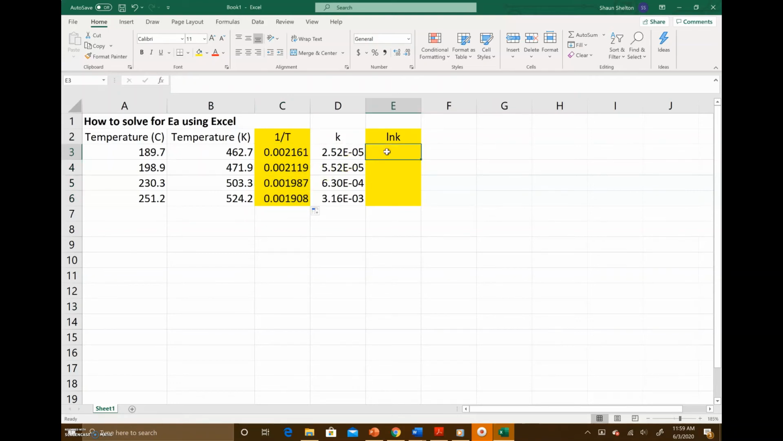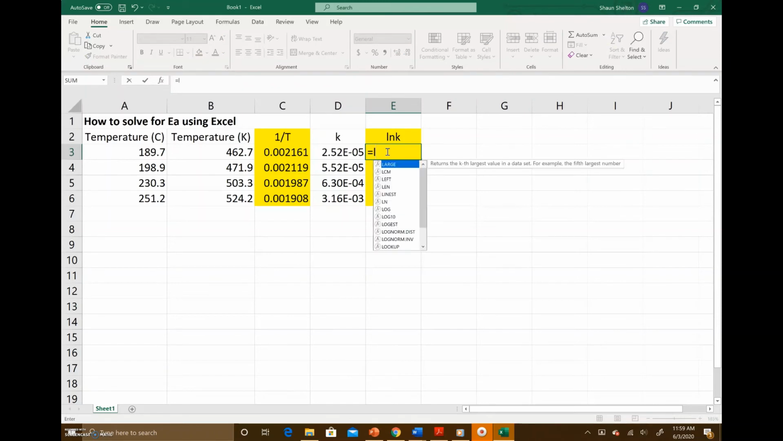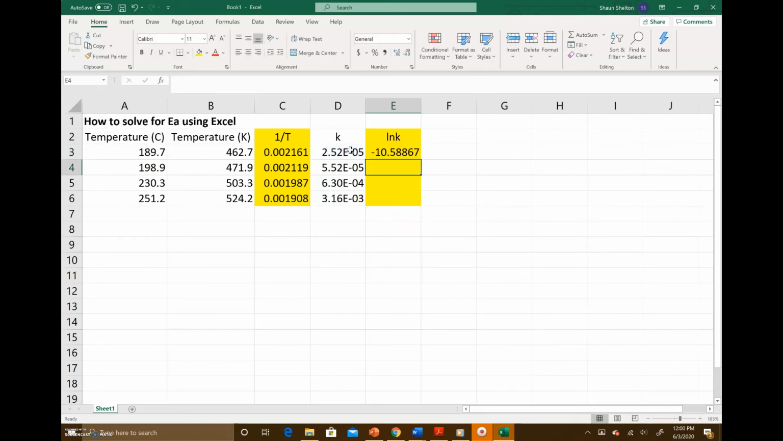We're going to go do the same thing for k. Now we don't have to do any corrections or anything like that. All we got to do is type in and calculate the natural log of k. So we're just going to type in ln, open parentheses. We're going to highlight that, and we're going to close the parentheses, and then hit enter. When you do that, you have your answer. Then we're going to populate that down through the rest of the cells.